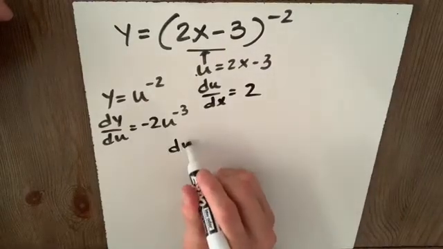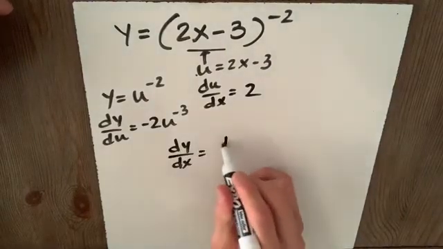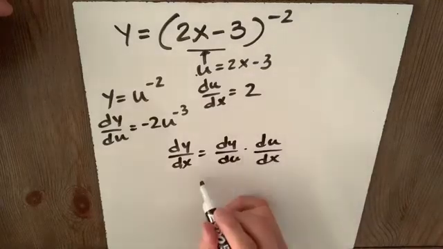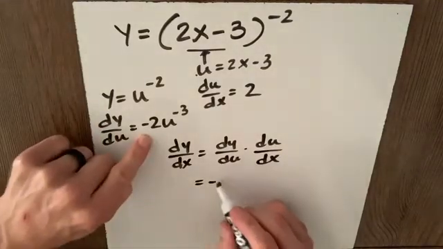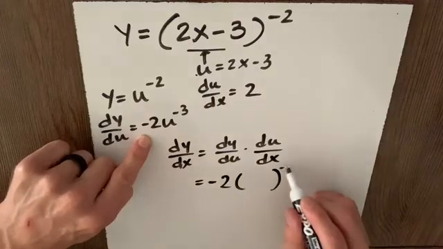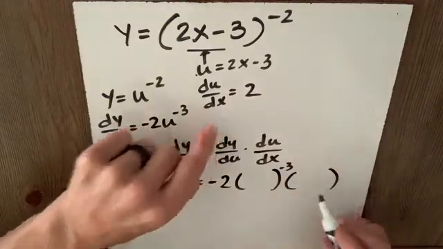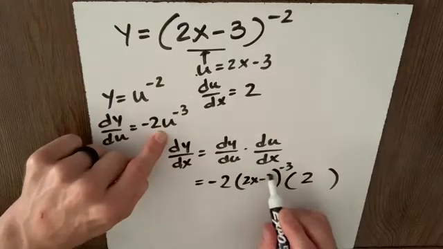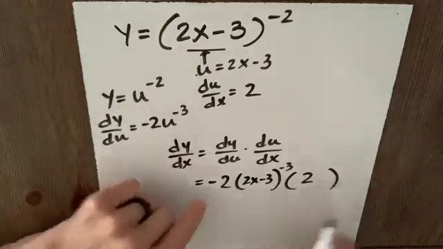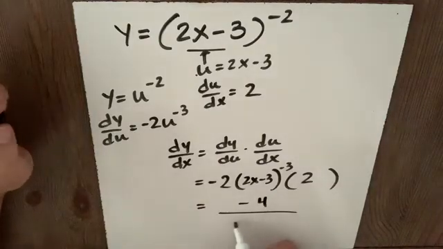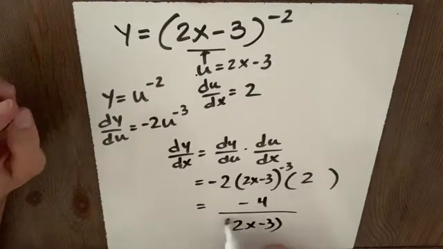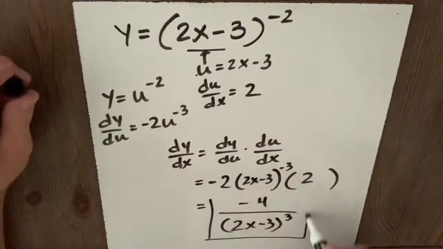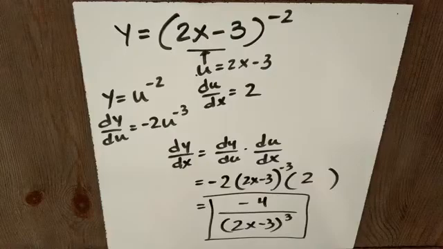So my chain rule is dy dx is equal to dy du times du dx. Well, dy dx is -2, whatever u is, to the -3, times du dx, which is 2. So what was u? We said that was 2x minus 3. So I get 2 times -2 is -4 over 2x minus 3 to the 3rd power, because that negative exponent just means I'm in the wrong place. Put me down in the denominator.